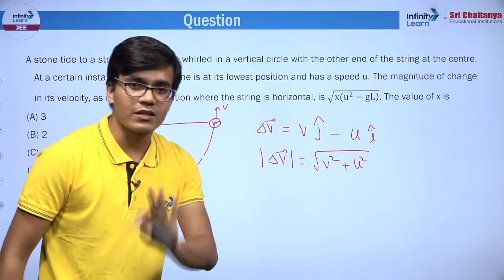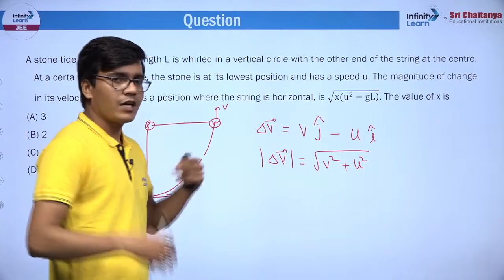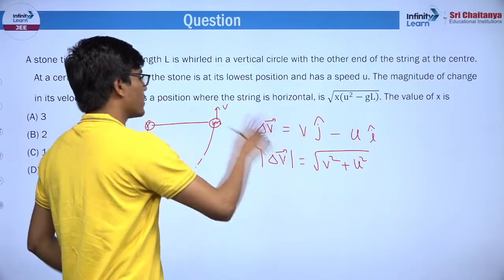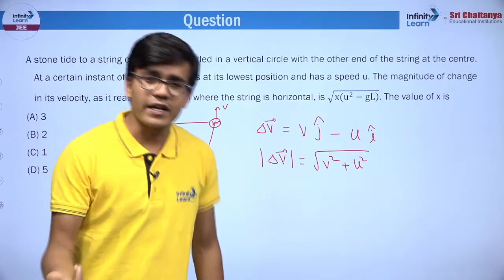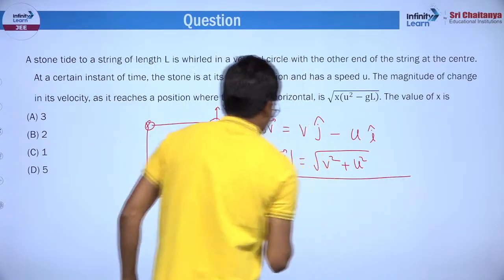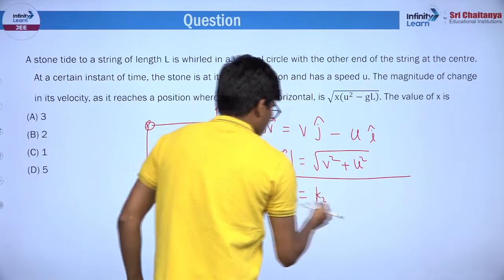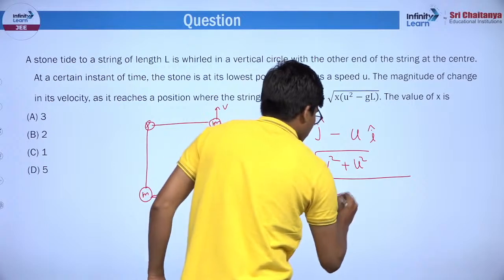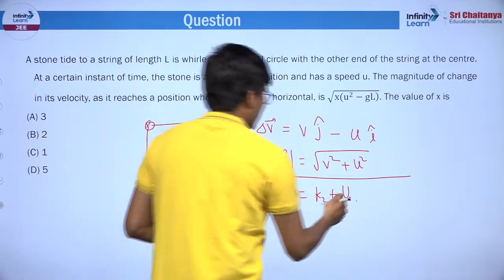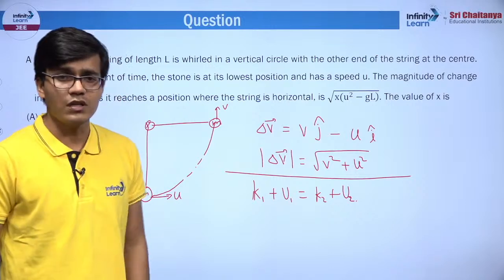u is given to me in the question, but I don't know v. So I have to calculate v. How can I calculate it? There are only two unique equations for vertical circular motion. One is the force equation, the other is energy conservation. We are not dealing with any force here, so we can apply energy conservation, that is, the sum of initial kinetic energy and initial potential energy, or you can say the total mechanical energy, has to be conserved, and the reason behind it is there is no non-conservative force. The work done by tension is also zero because that is always perpendicular to the displacement.